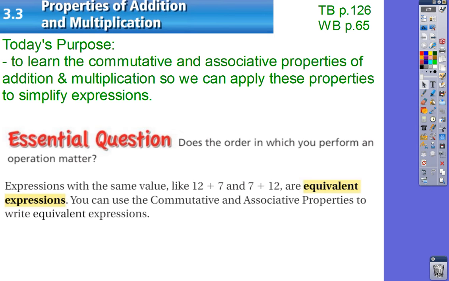One thing we need to think about is expressions with the same value, like 12 plus 7 and 7 plus 12, are equivalent. What that means is that you can change the order of the expressions and it does not change the answer. You can use the commutative and associative properties to write these equivalent expressions.